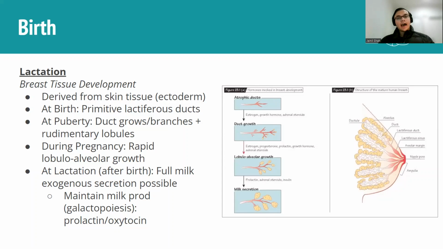And then finally, after birth, during the lactation stage, full milk secretion is possible. That's because prolactin and oxytocin have peaked. They're able to do what they do after birth, and we have galactopoiesis, or maintained milk production. So that's the breast tissue development.